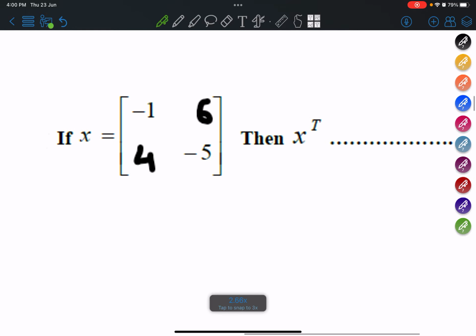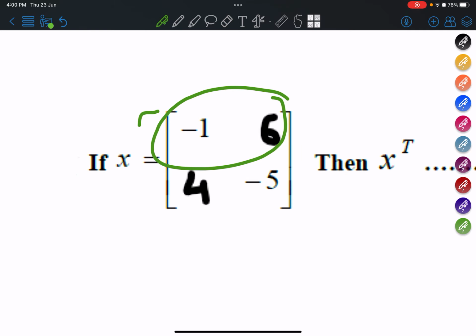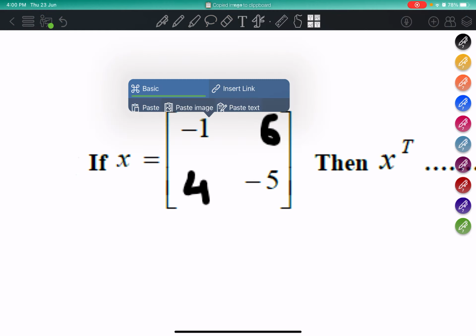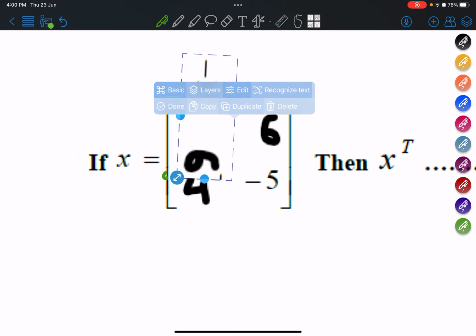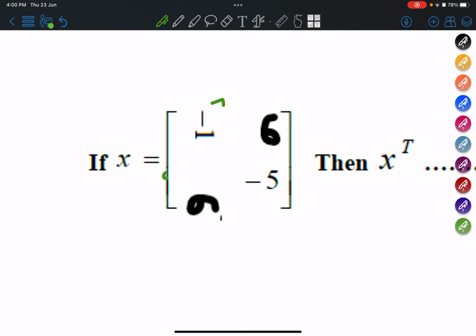So here, they give us if the matrix of x is equal to negative 1, 6, 4, negative 5, then what is x transpose? So what does transpose mean? Transpose basically means that you take the row and transform it into a column. To get a visual representation of this, we can just copy this row and turn it into a column. So here we can see our new column is going to be negative 1 and 6.